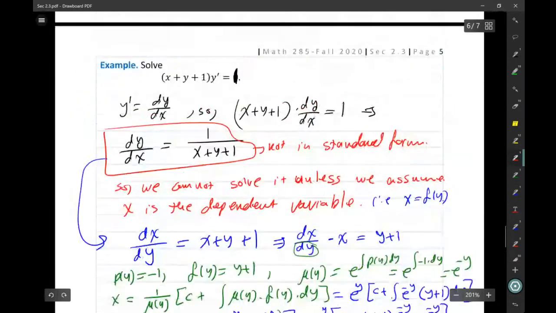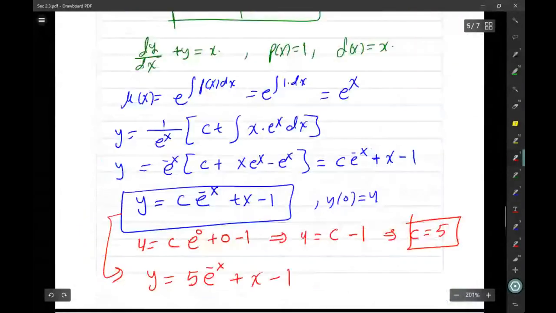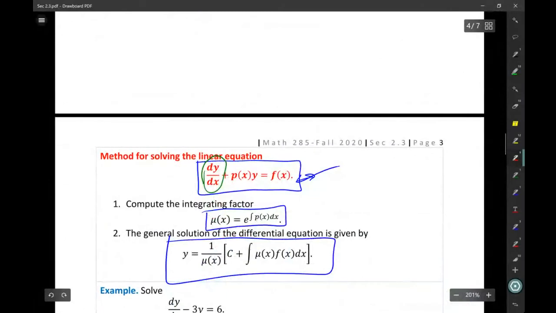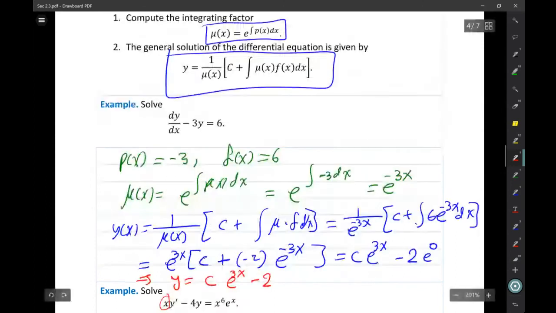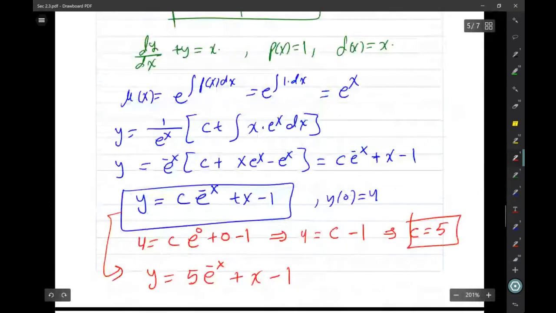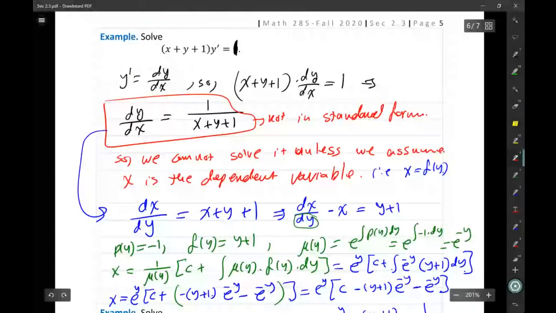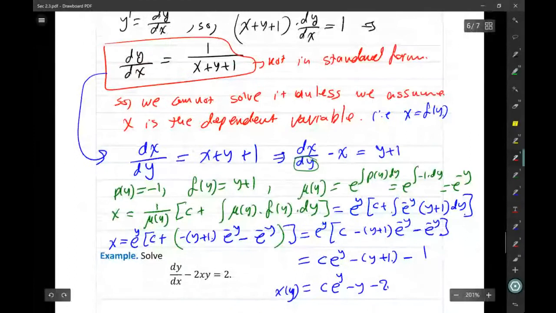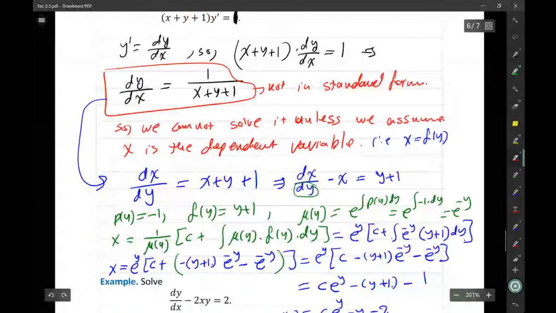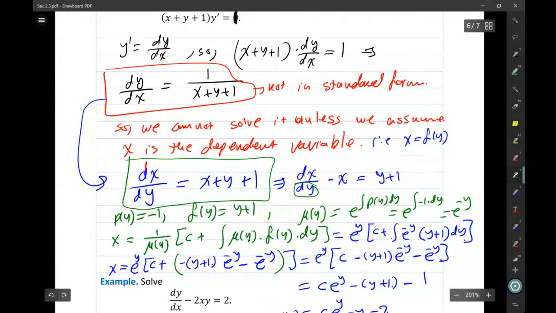I need you to take the idea from this example. Sometimes, if you go back here to the standard form, you have y as the dependent variable and x as the independent variable to get it in this form. But sometimes you cannot get it in this form directly, so you can interchange between the independent and dependent variables. Like this one here: when I change it to this form, x is the dependent variable and y is the independent variable.